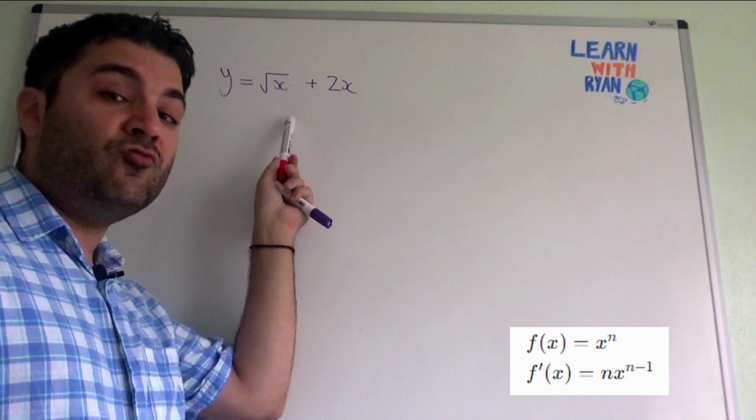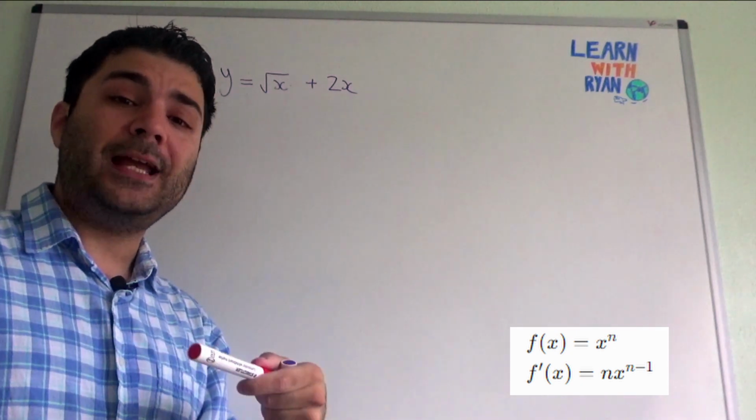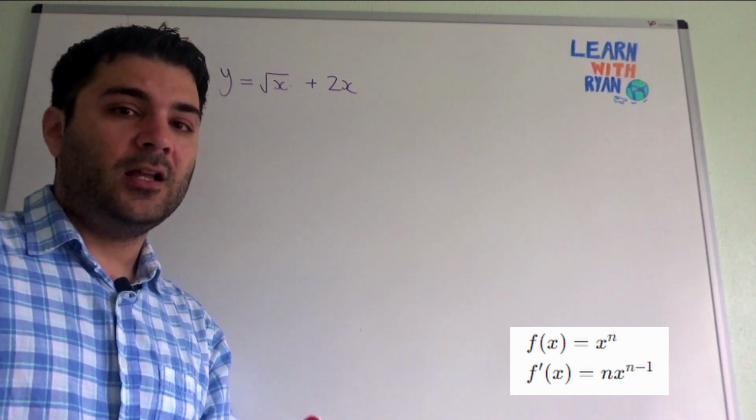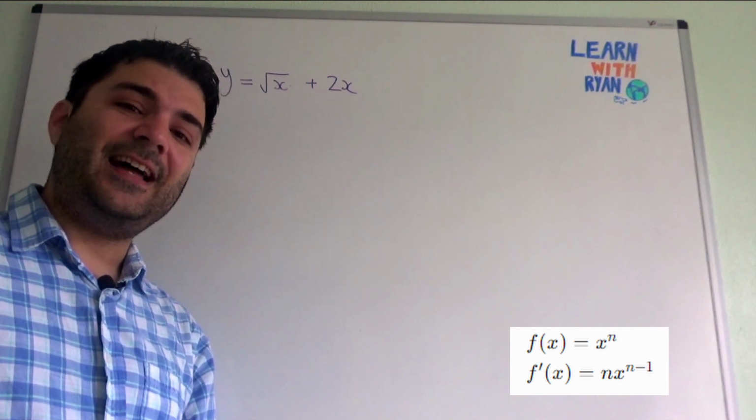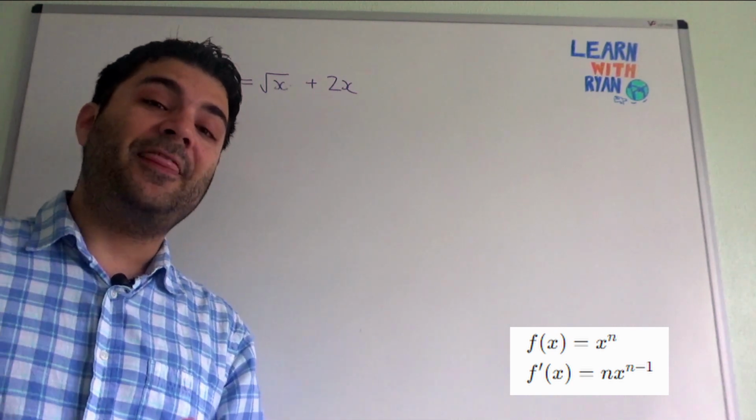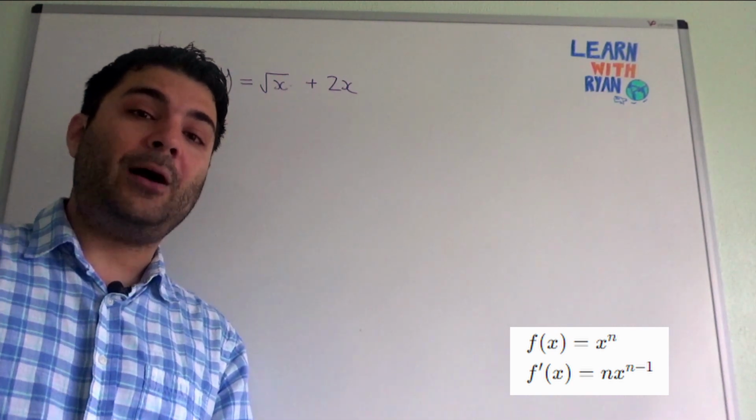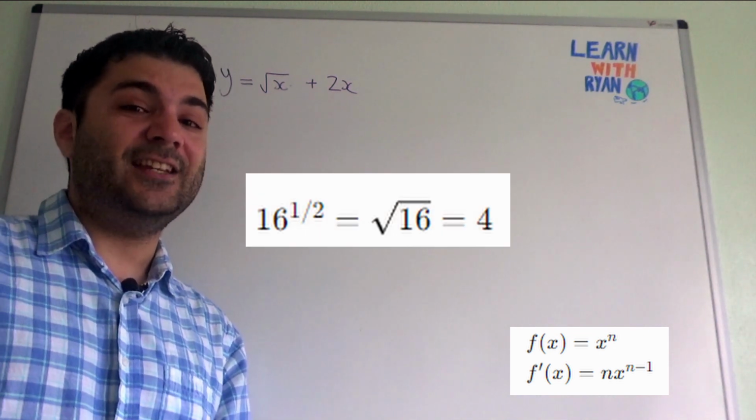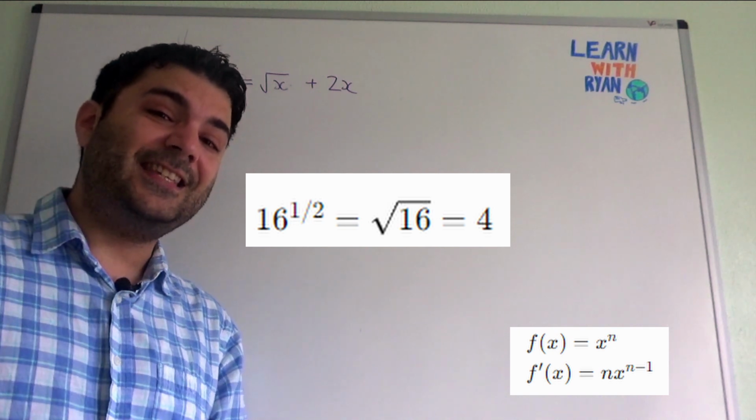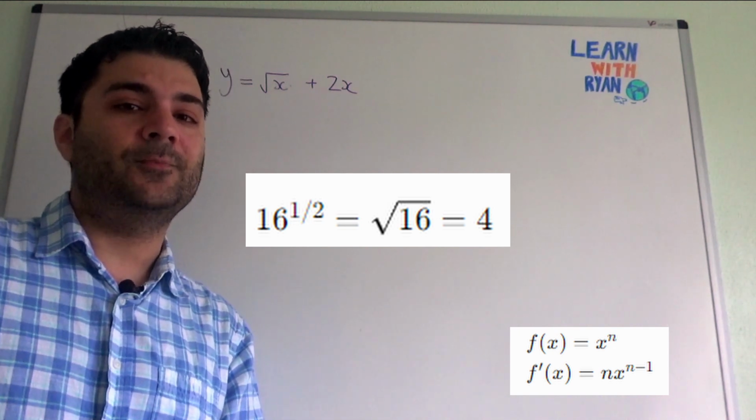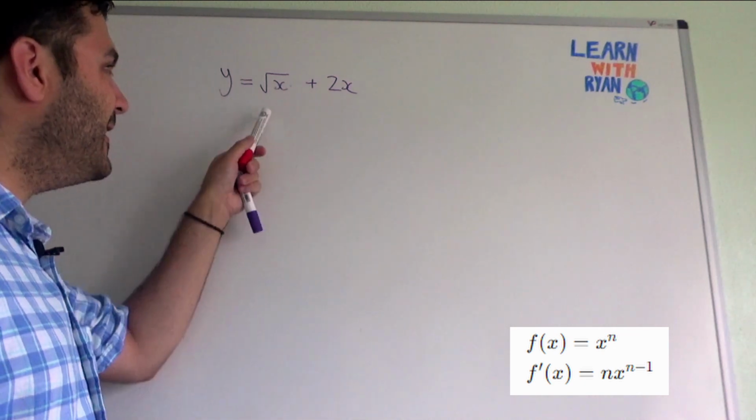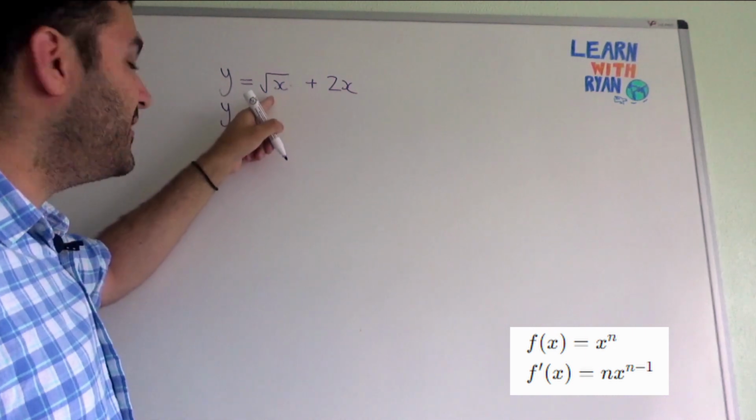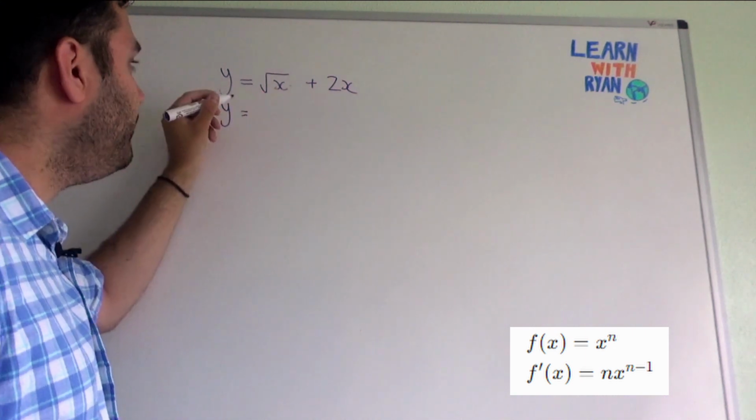What we've got is the square root of x. However, in order to be able to differentiate it, we need to write it as a power of x. So you should remember from GCSE that if you have the square root of a number, that's the same as raising that number to the power of a half. For example, 16 to the power of a half is the same as the square root of 16, which is 4. It's exactly the same here. So I can rewrite my y as x to the power of a half.